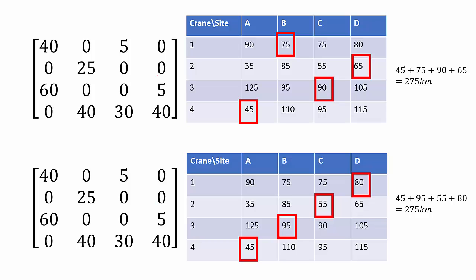So that's it. That is minimizing using the Hungarian algorithm. I hope that's made sense, and I hope I haven't made any mistakes.